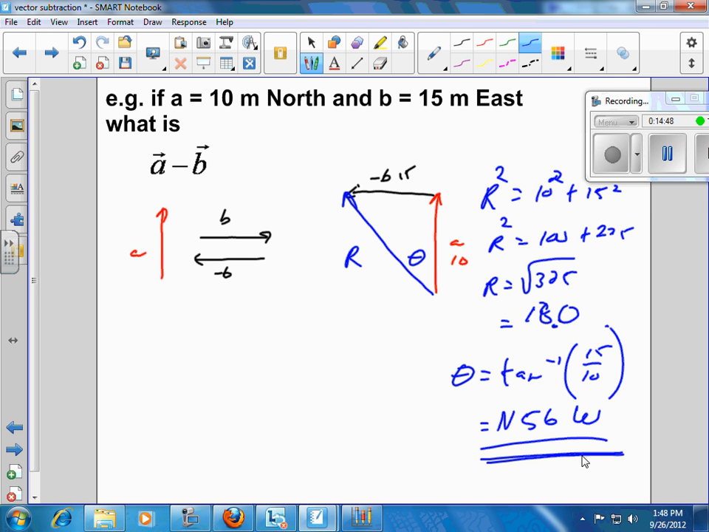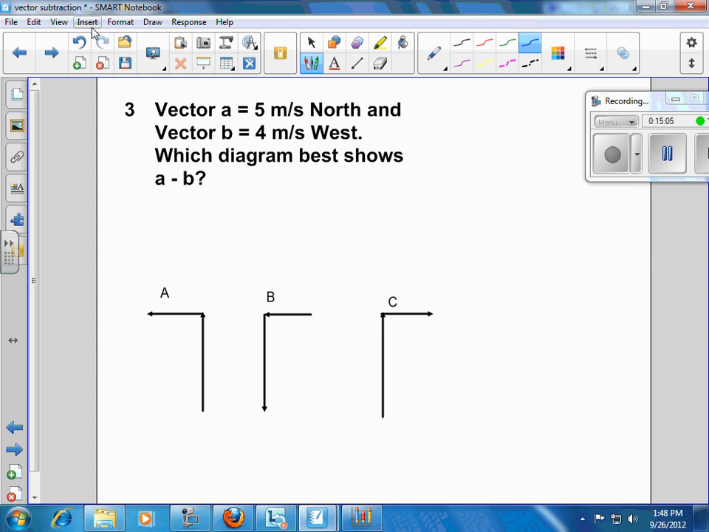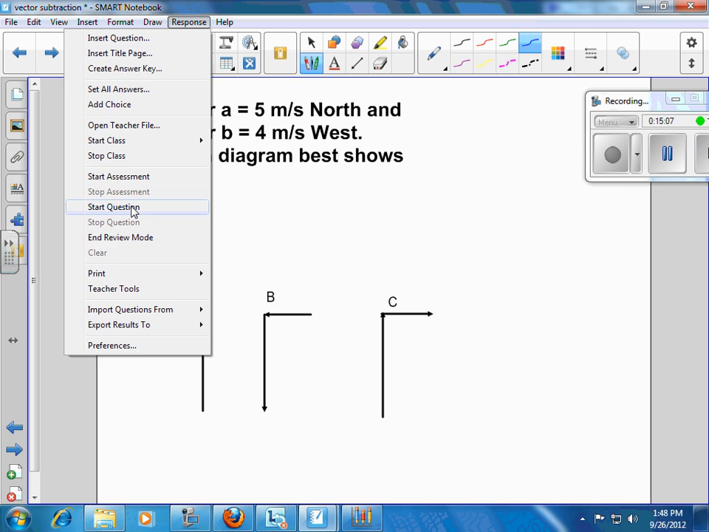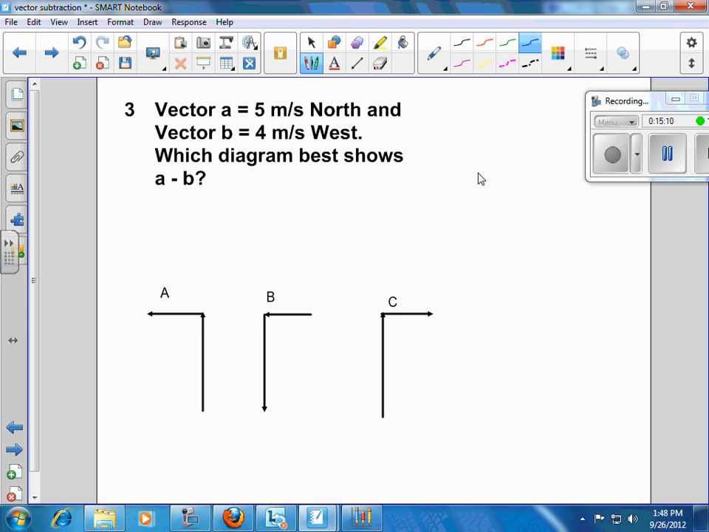Okay. Now, that's basic vector subtraction. Now we're going to take another step and apply it to a real situation, not just made up mumbo jumbo. But first, I'm going to ask you a question. Vector A is 5 meters north. Vector B is 4 meters per second west. Which diagram best shows A minus B? What's the answer?